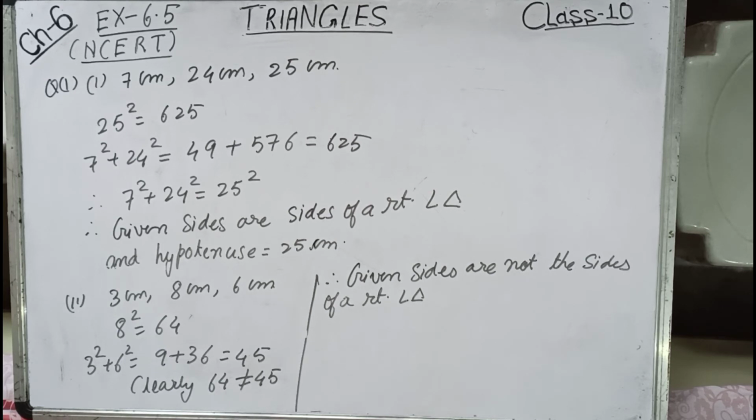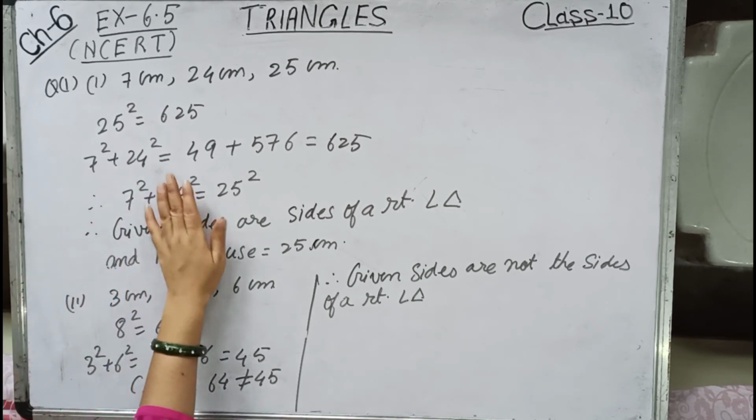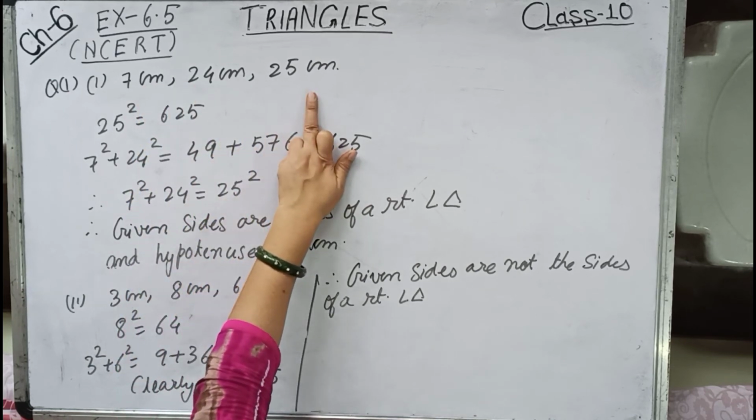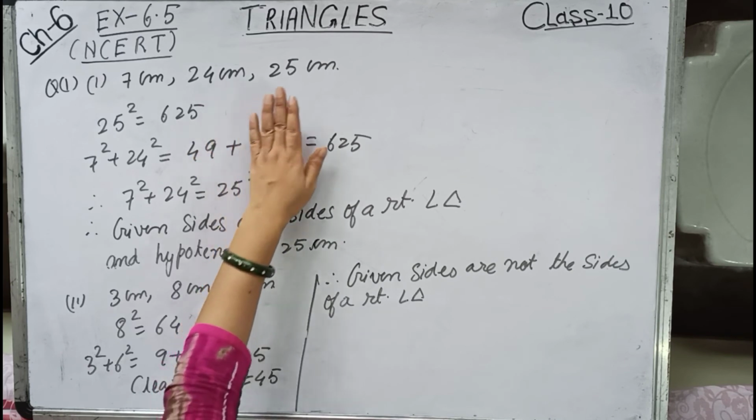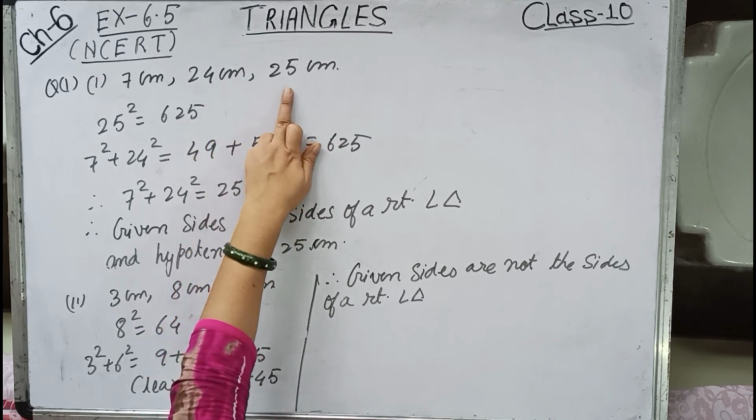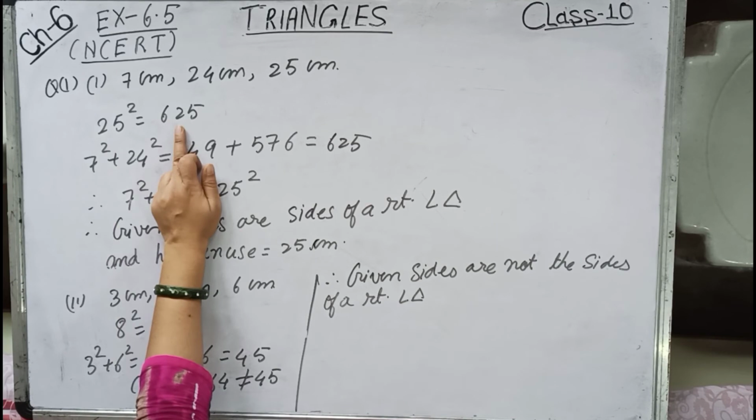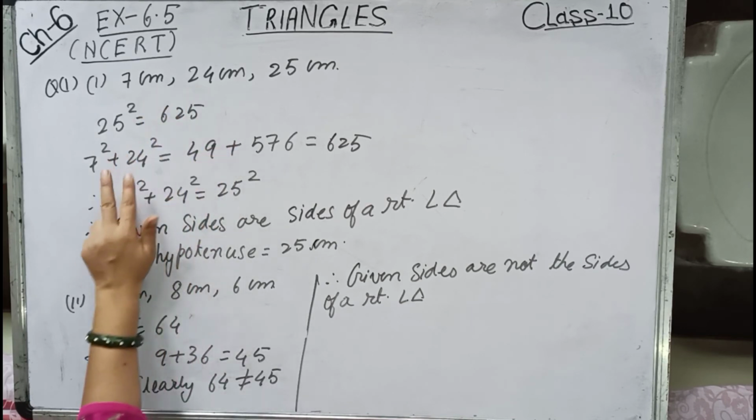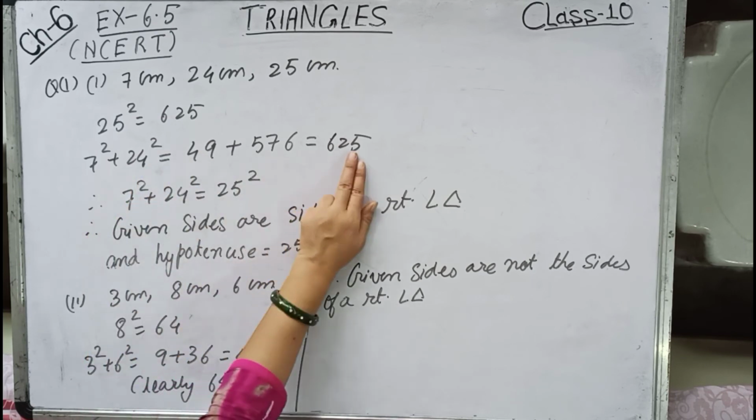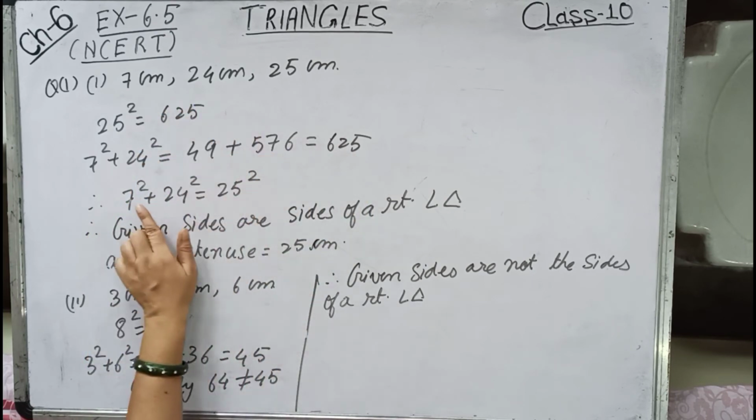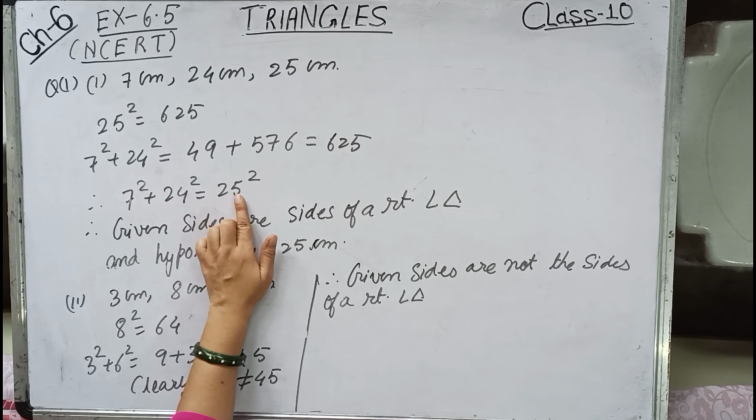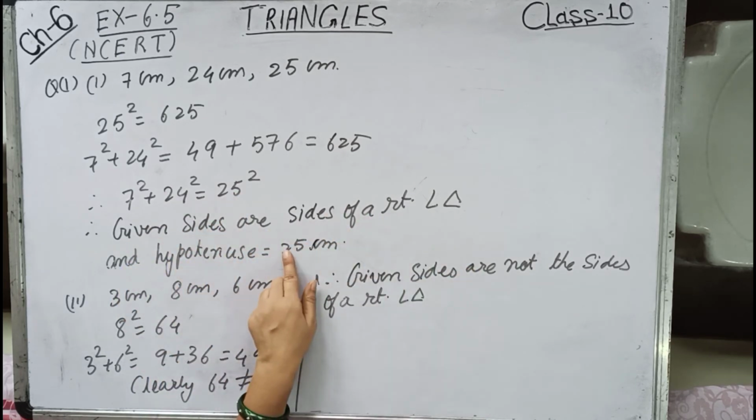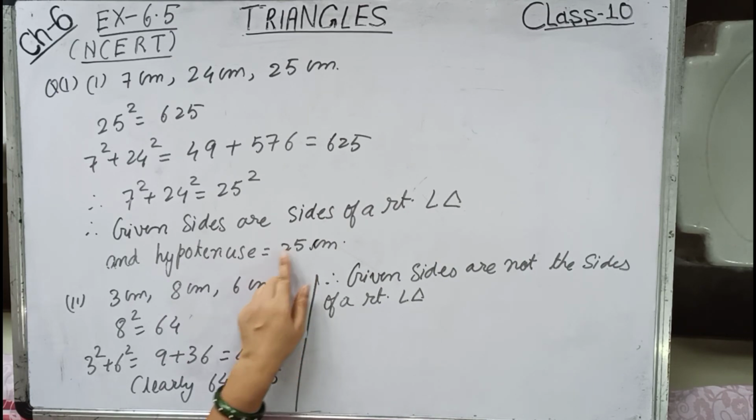So part number 1, the sides are given as 7 cm, 24 cm and 25 cm. You square the side which is longest. So over here 25 is the longest, so 25 square equals 625, and write the sum of the squares of the rest two sides. So 7 square plus 24 square is again coming to be 625. So 7 square plus 24 square equals 25 square. Therefore given sides are sides of a right angle triangle and hypotenuse equals 25 cm.